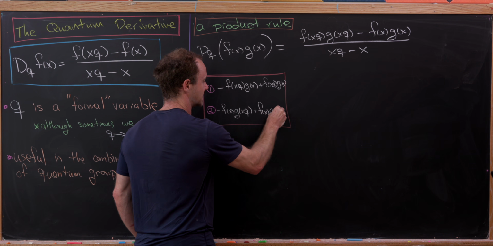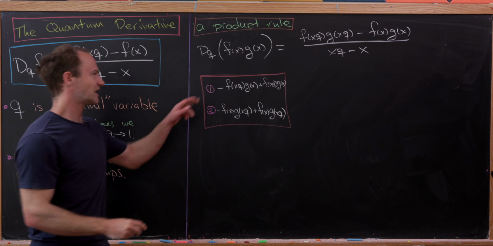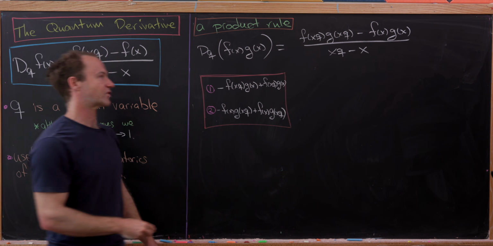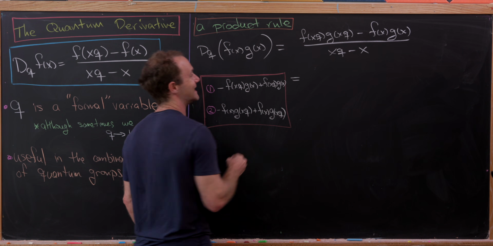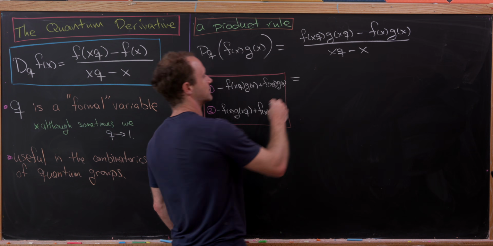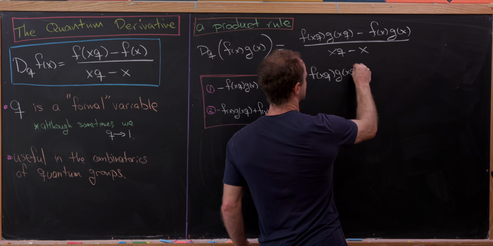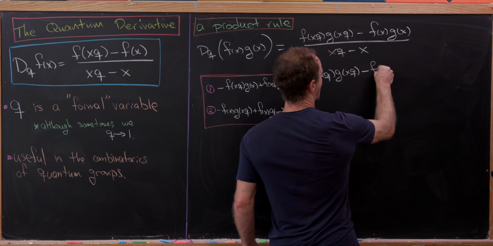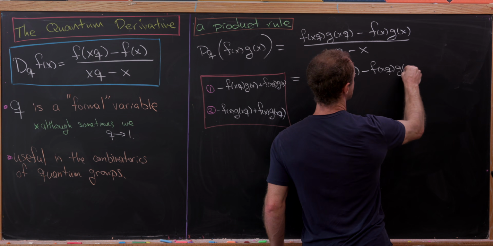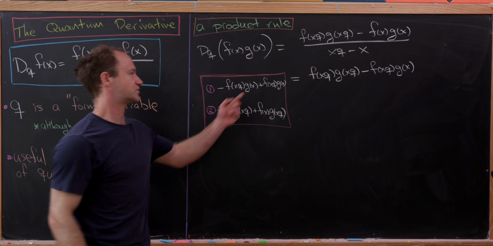So f of xq times g of xq. Like I said, we're going to go on with this first choice, and we're going to put that into the numerator. So that'll leave me with f of xq times g of xq minus f of xq times g of x. That's from subtracting this term.